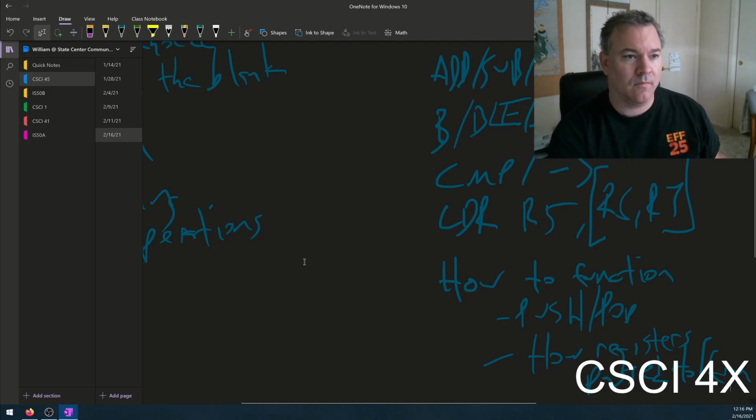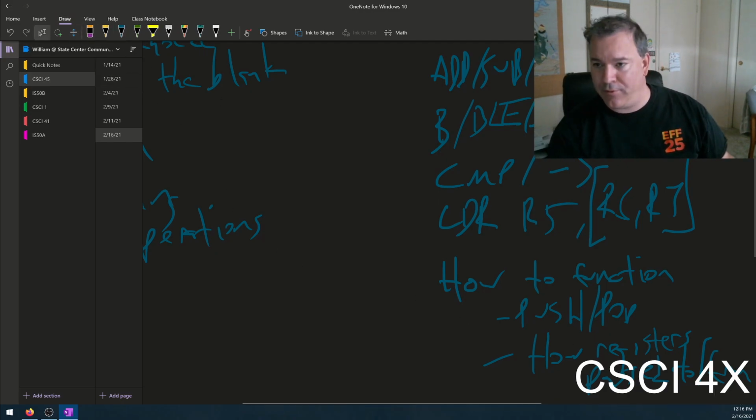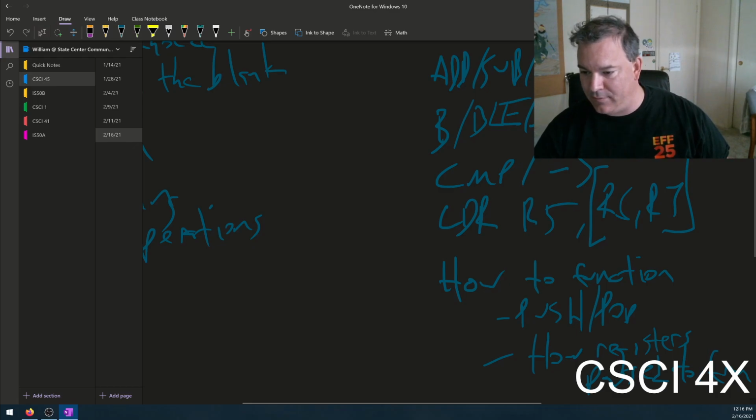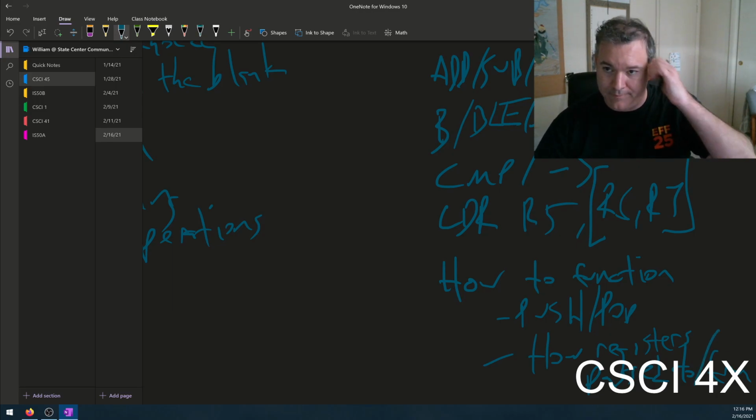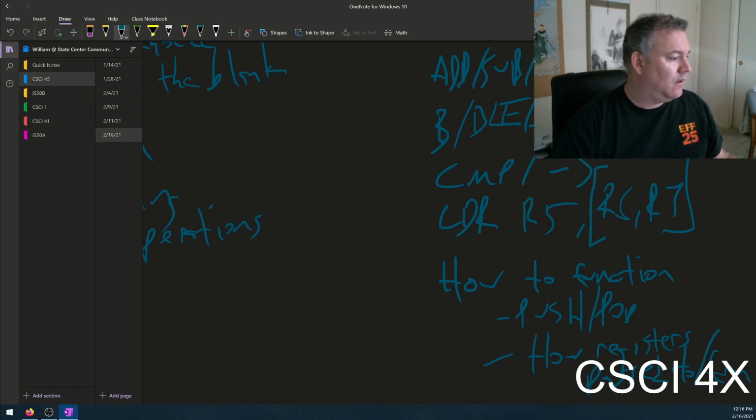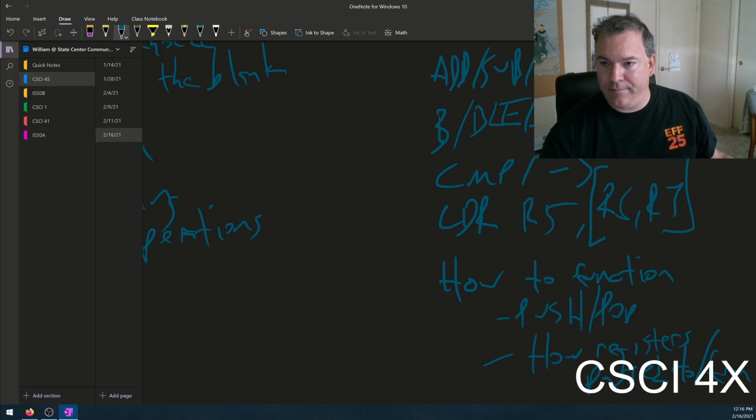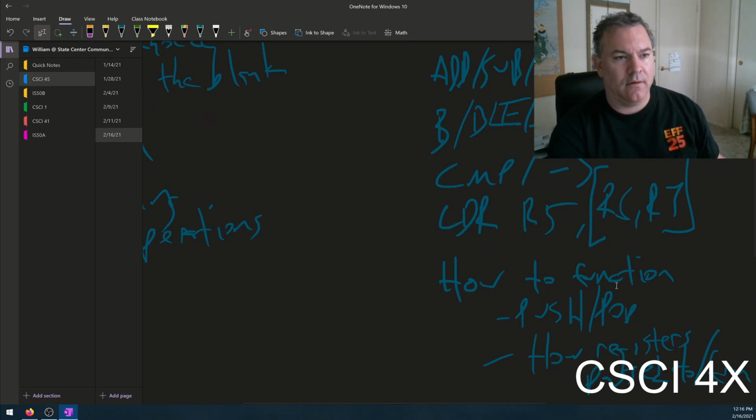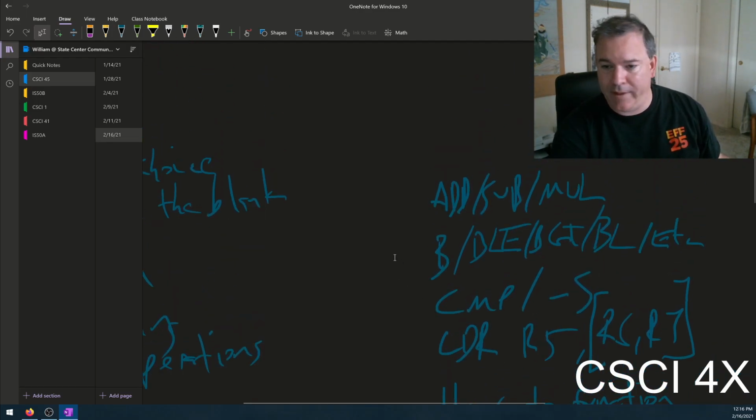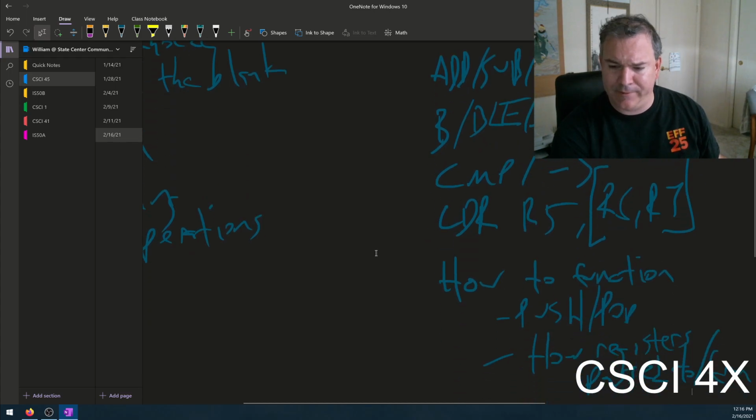Registers 0 through 3 are used to pass parameters to a function, and register 0 is used to return a value from a function. You don't have to worry about using the stack to push additional parameters on. It's fine. Yeah, I think that's about it.